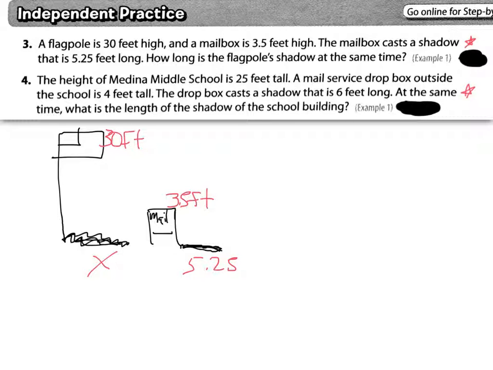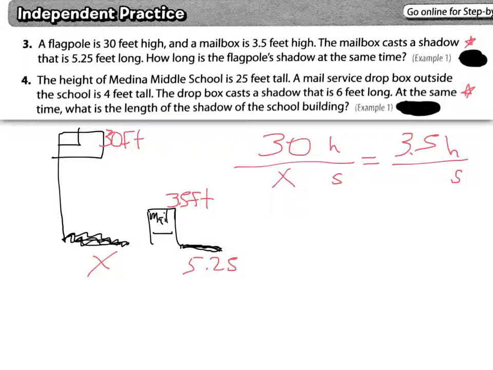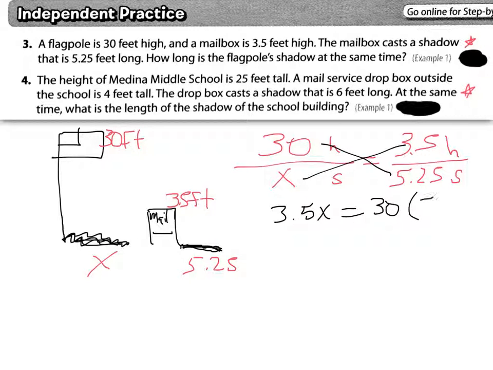Alright, so we're going to set it up. I always put height over shadow equals height over shadow. So 30 feet over, we don't know. And then we know 3.5 feet over 5.25. Okay, so we're going to go ahead and do our cross multiplication. So 3.5x equals 30 times the 5.25.